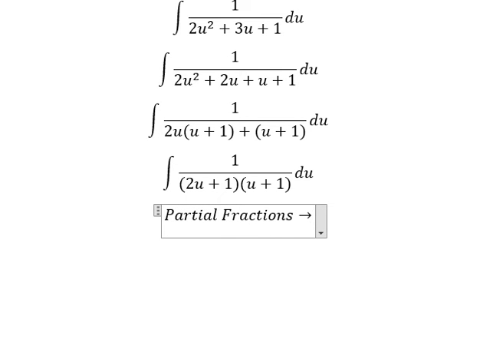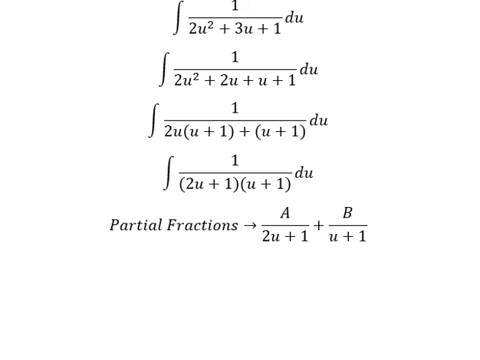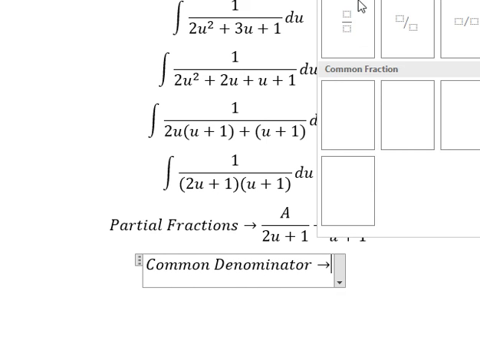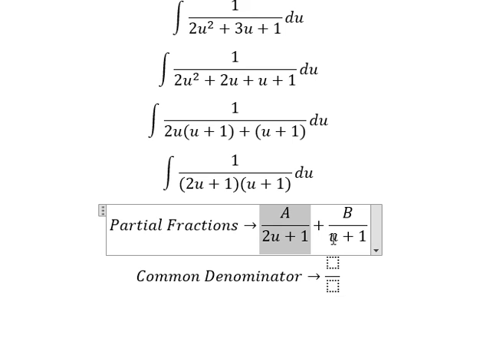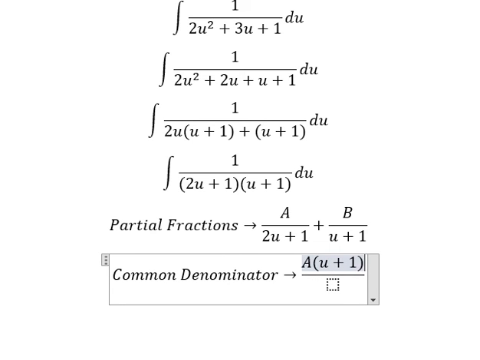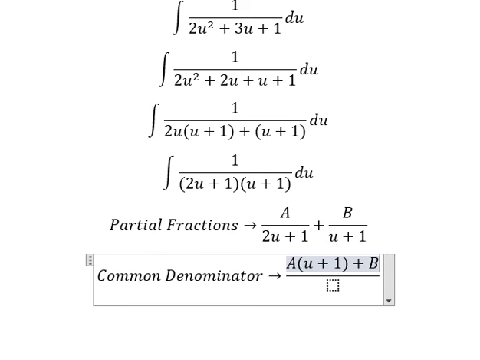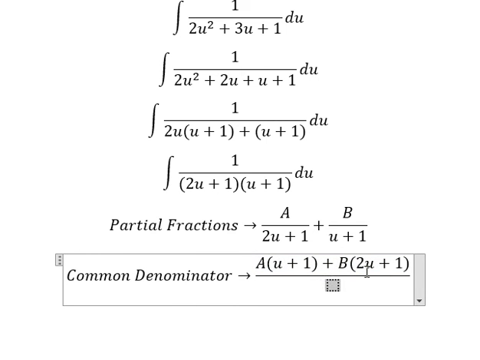So I will put A over 2u plus 1, B over u plus 1. And now we can use the common denominator. So about this one, it is missing u plus 1, so capital A multiplied by u plus 1. About this one, it is missing 2u plus 1, so capital B multiplied by 2u plus 1.